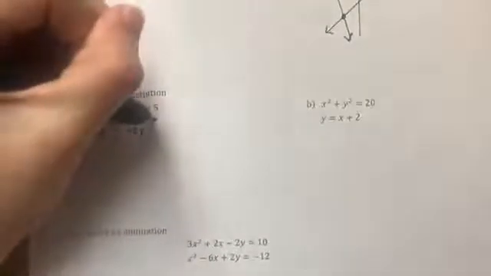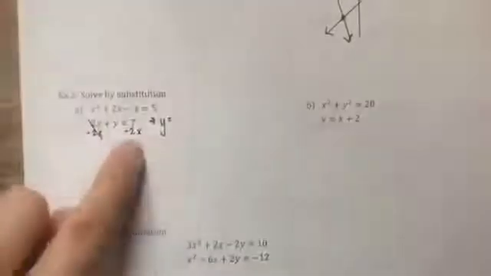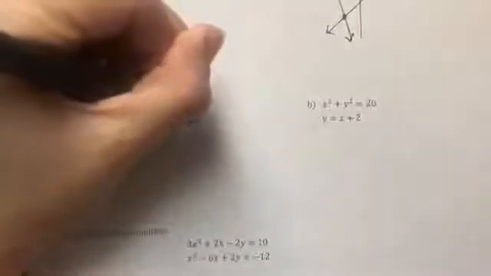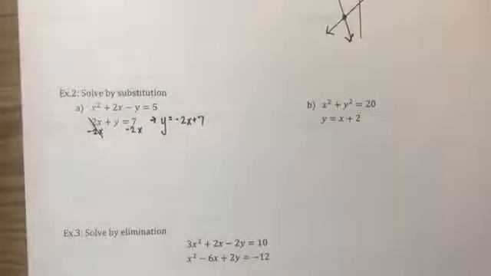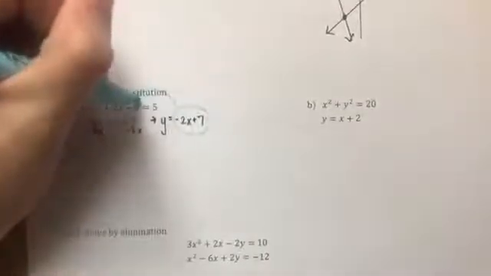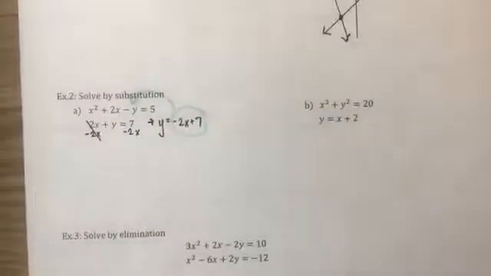And then my new equation becomes y equals negative 2x plus 7, or 7 minus 2x. Now that it's solved for that variable, I can take that negative 2x plus 7 and substitute it into the other equation where y is. And then the y's will be gone and I'll be able to solve for x.